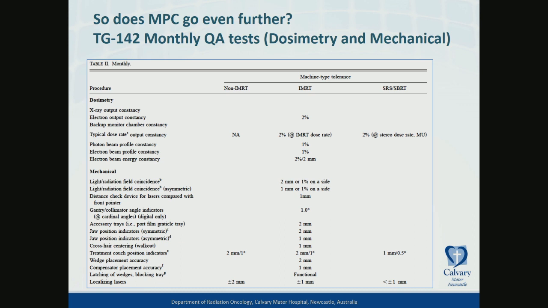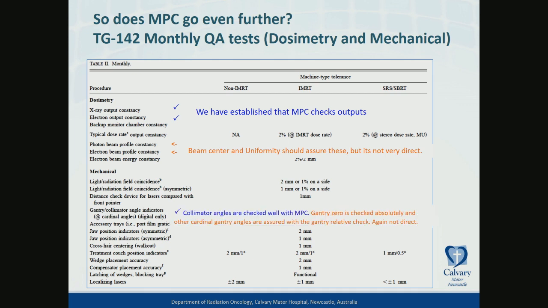So another interesting question could be that, considering that MPC meets our daily requirements quite well, does it go even further and meet some of maybe the monthly requirements? So this is our table out of TG-142. Again, we've already talked about it doing outputs well. And again, I've added orange here for the beam profile constancy and electron beam profile constancy checks, because although in theory the beam center and beam uniformity tests should assure these parameters, they don't do so directly, and so there's still a little bit of doubt as to whether you can be certain of these parameters using MPC.